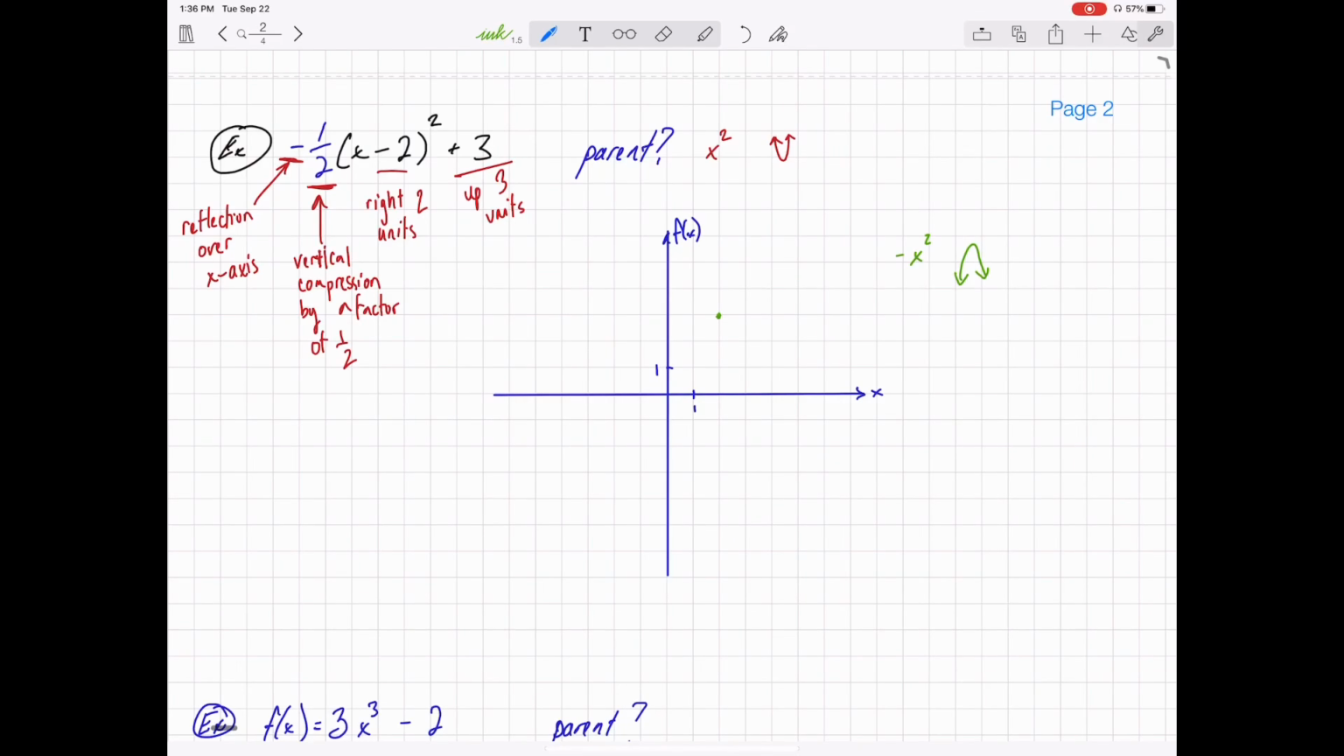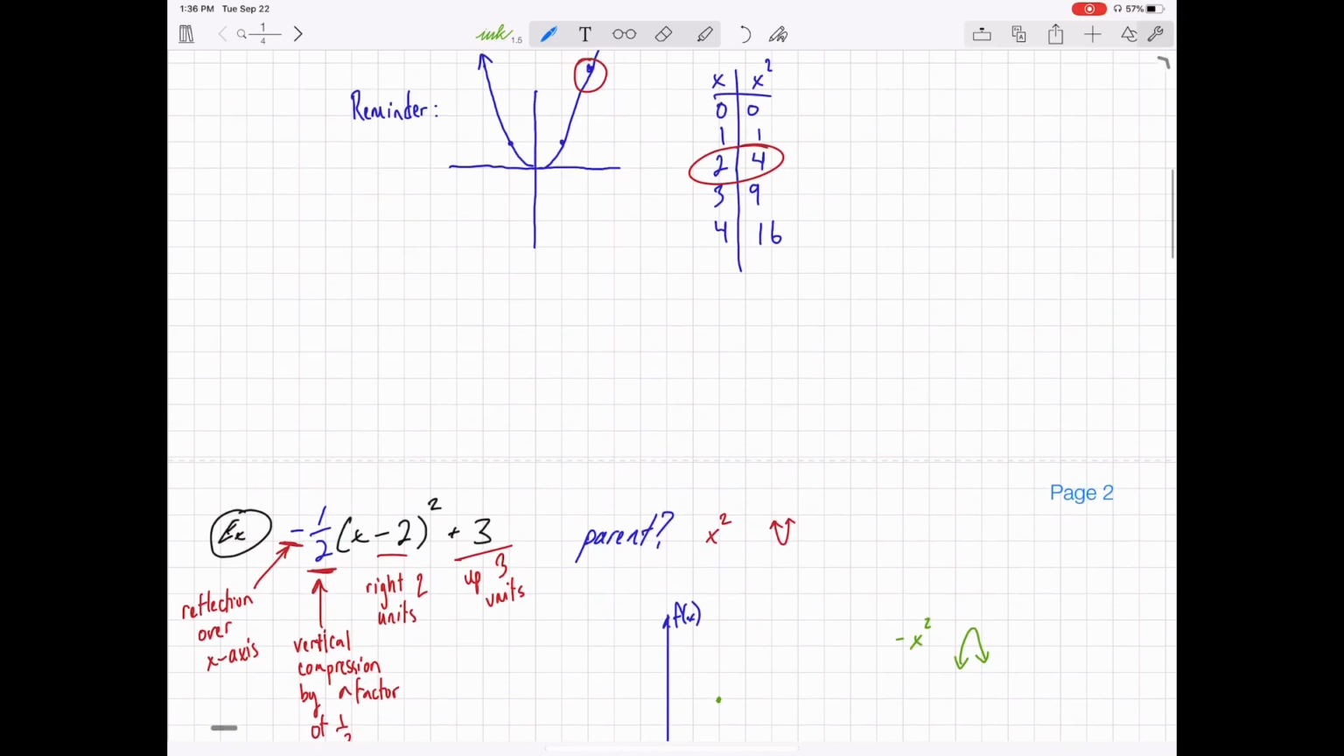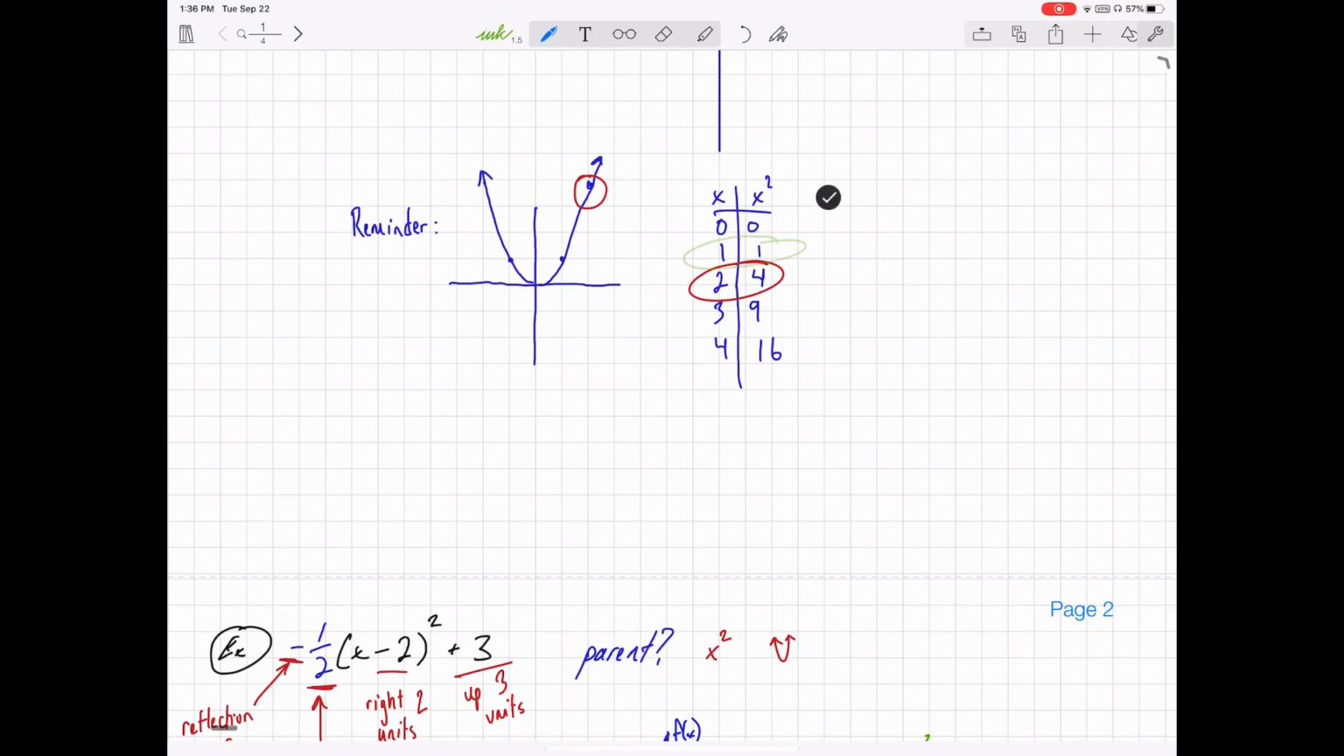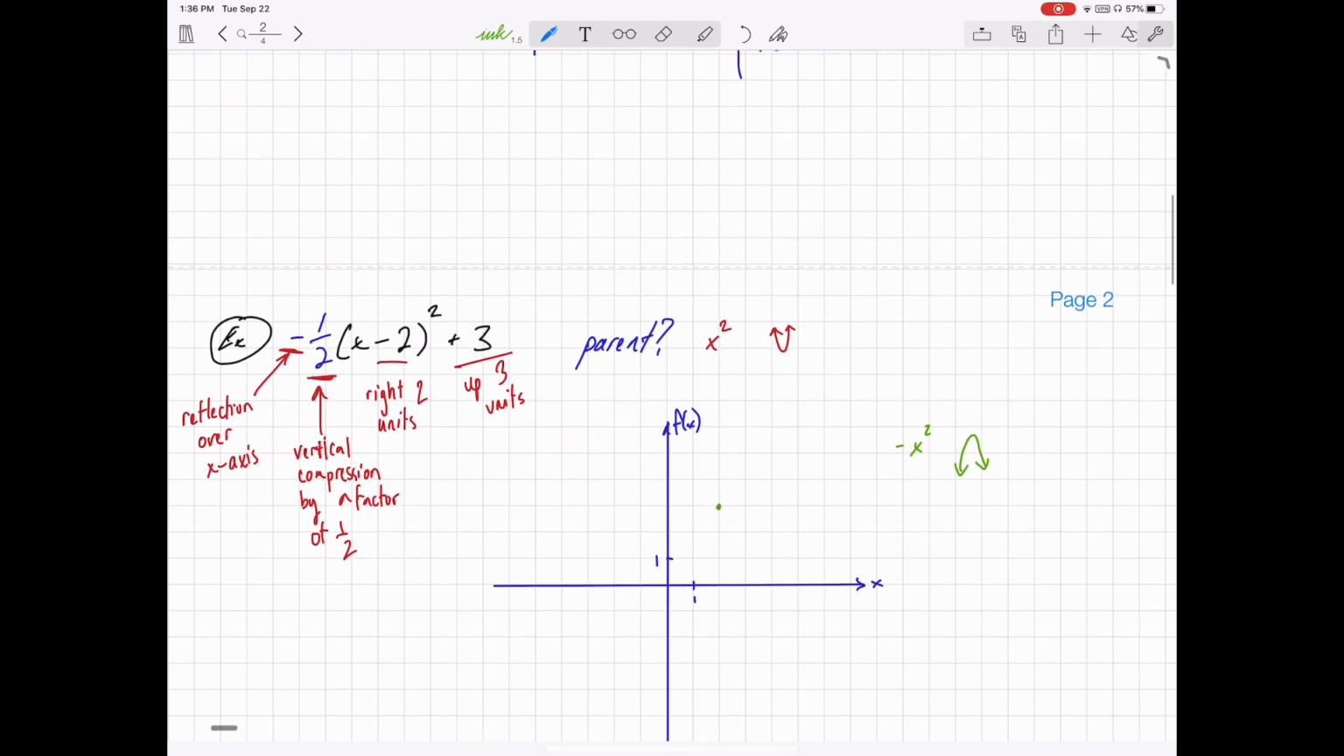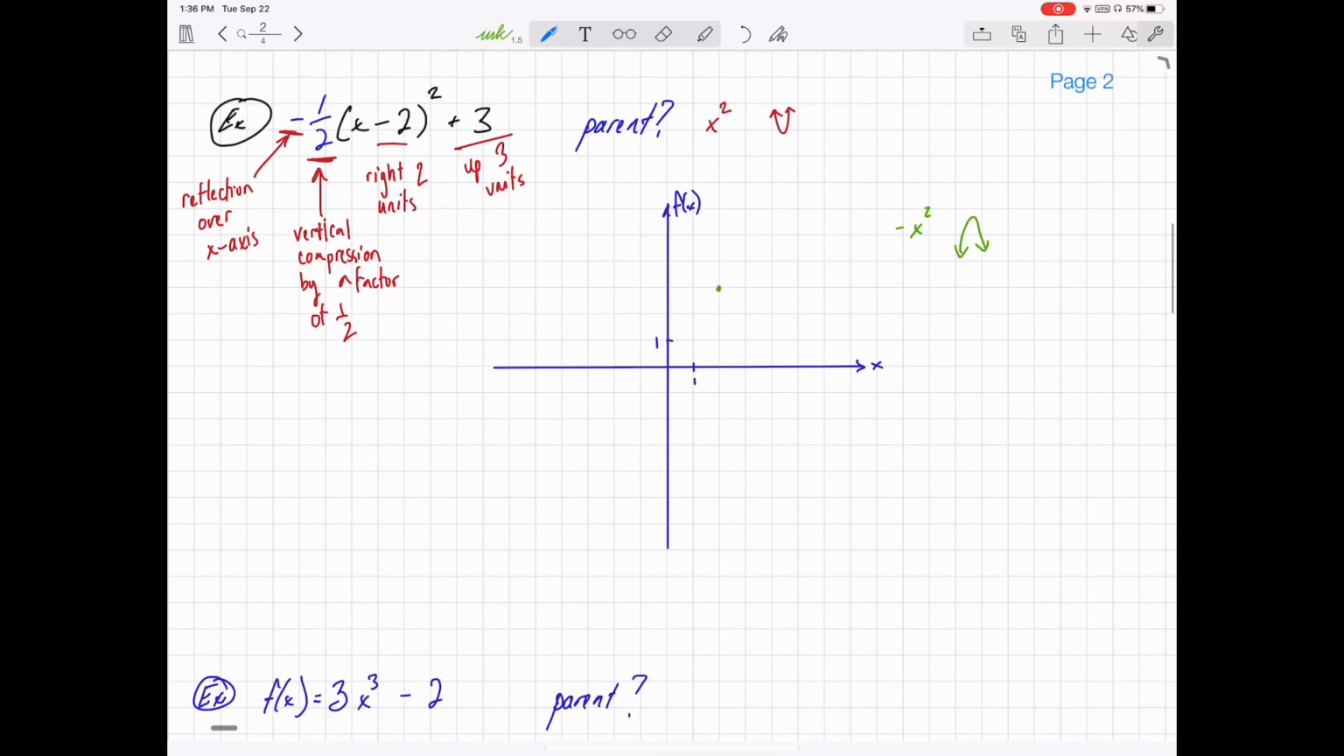The factor of 1/2, normally, just like I showed you right here, we'd go over 1 and up 1. Well, right here, instead of going over 1 up 1 or over 1 down 1, the 1/2 cuts that number in half. So we're going to go over 1, down 1/2, both sides. And I mean down 1/2 from the vertex. And so over 2, normally we'd go down to -4, but instead what we're going to do is go down to -2. And that's 2 away from the vertex.